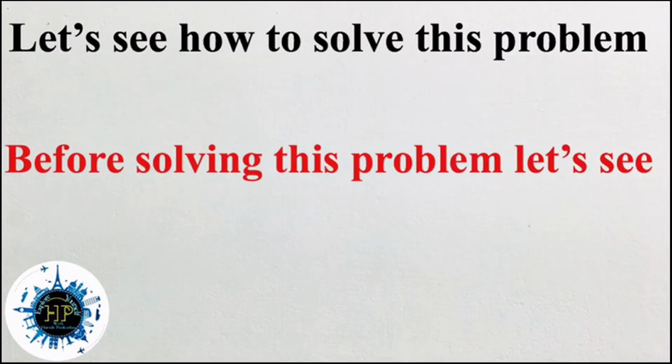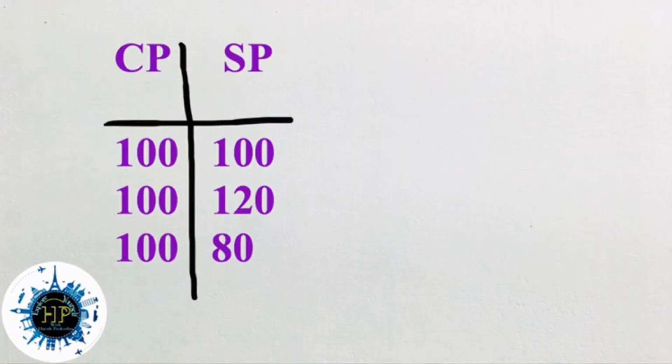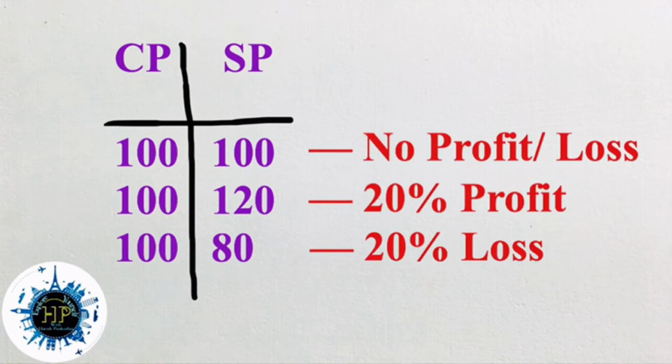Before solving this problem, I need to say one more thing. Here you can see the cost price and the selling price, and there is some connection between them. When the cost price is 100, the selling price is also 100. Both of them are the same. In that case, there is no profit and there is no loss.